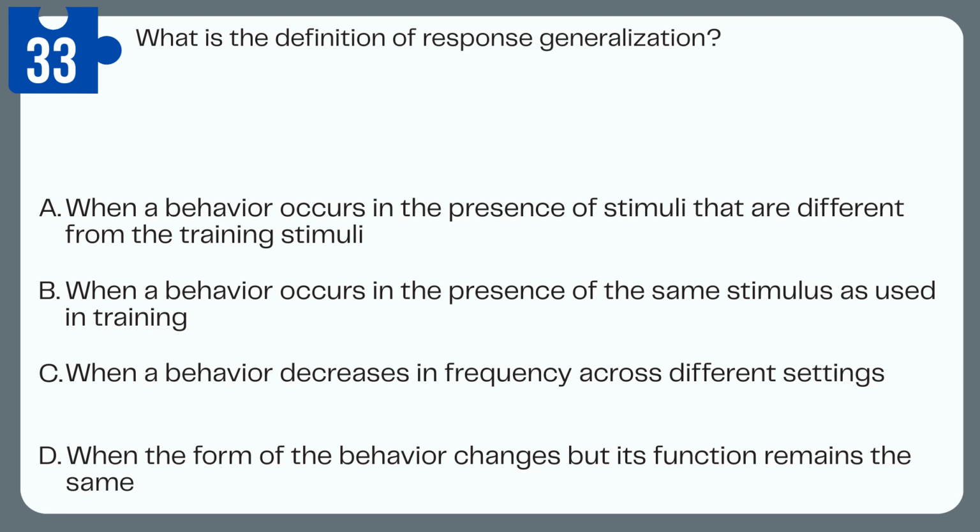Question 33. What is the definition of response generalization? A. When a behavior occurs in the presence of stimuli that are different from the training stimuli. B. When a behavior occurs in the presence of the same stimulus as used in training. C. When a behavior decreases in frequency across different settings. D. When the form of the behavior changes but its function remains the same.